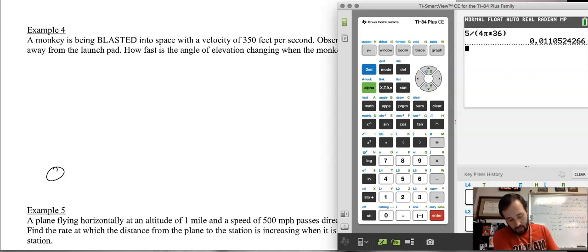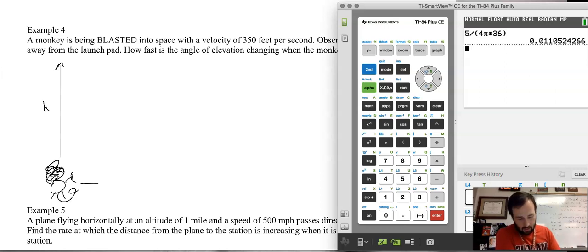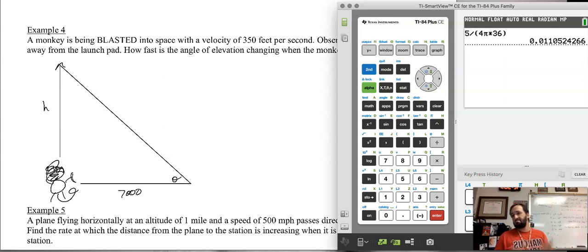Okay, so I like to draw a picture to help me think about these things. So I have a monkey. He's got a helmet, whatever helmets look like, and he is being blasted upwards in a straight line, I assume, at a rate of 350 feet per second. So that is my height. I also have observers 7,000 feet away, and they are watching Mr. Monkey go into space. We're assuming that Mr. Monkey might come back. Maybe, maybe not. We don't know. Okay, but the change in height, he's going up, is 350 feet per second.